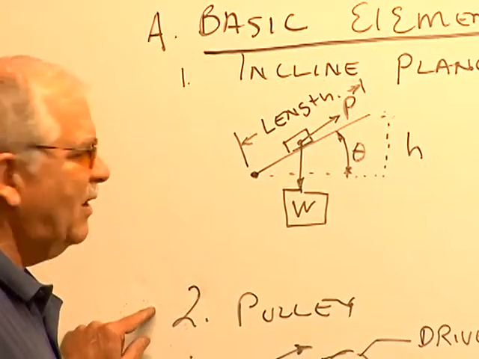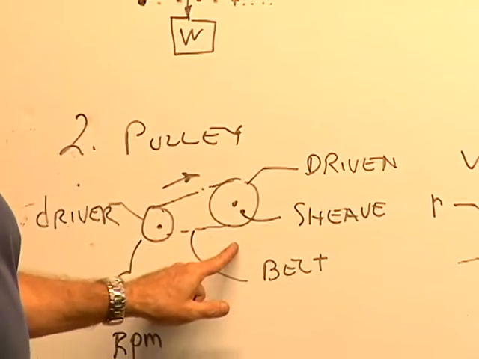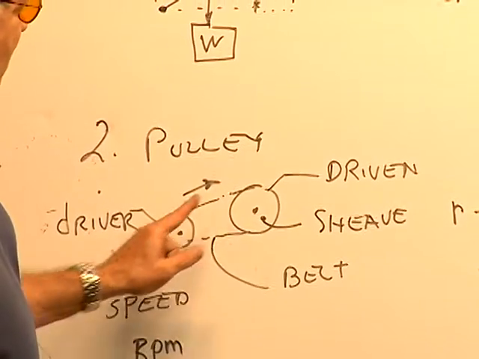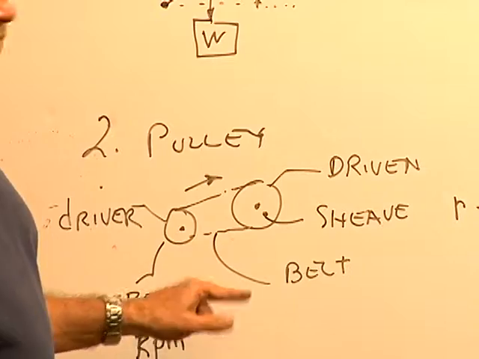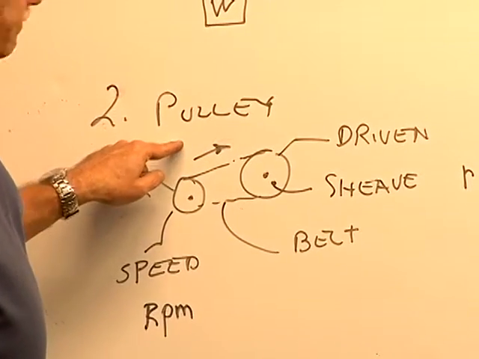The next is pulley problems. Basically, we have two wheels. They're called sheaves. And between them is a flexible belt, and that moves in a direction I'm showing with the arrow.